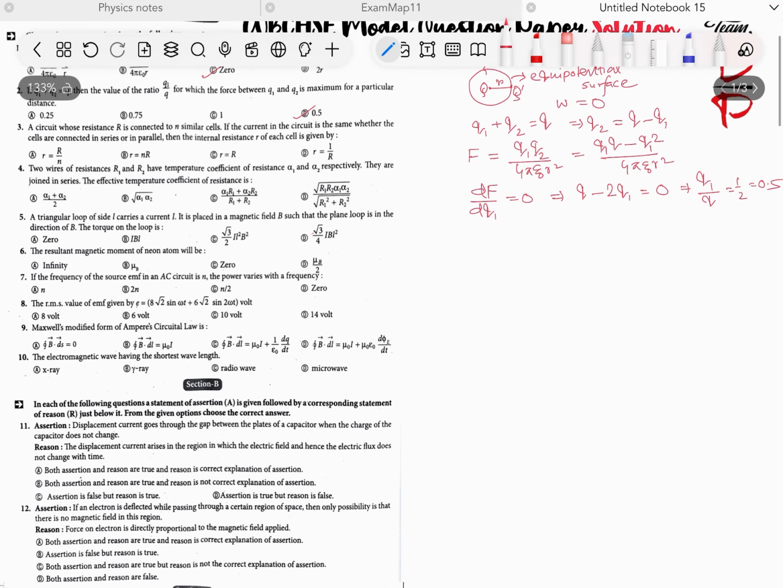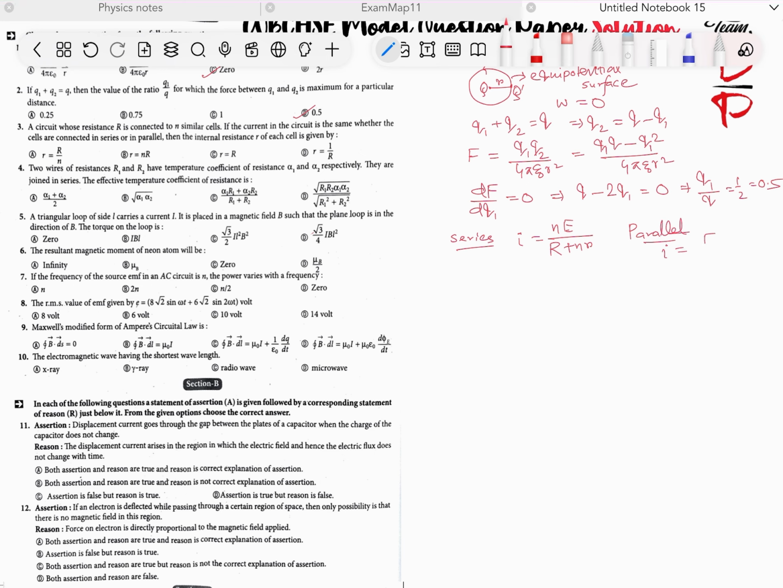Now question number 3. A circuit whose resistance R is connected to n similar cells. If the current in the circuit is the same whether the cells are connected in series or parallel, then the internal resistance r of each cell is given by. Okay. Now in series connection, we can write I equal to nE by R plus nr, where n is the number of cells. And for parallel combination, I equal to E by R plus r by n.